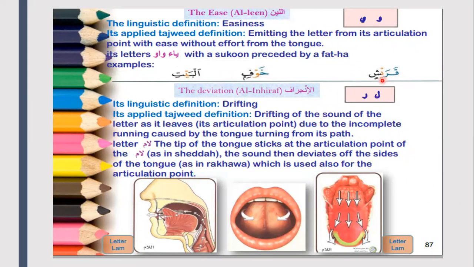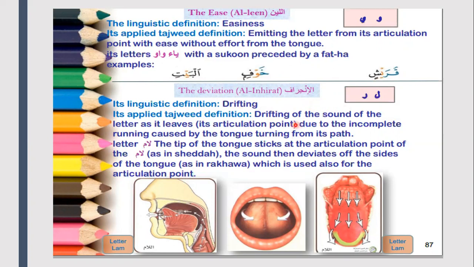So Quraysh, Khawf, Al-Bayt. Okay, but I'm not going to lengthen it. Khawf. Okay, it's Khawf, Al-Bayt.